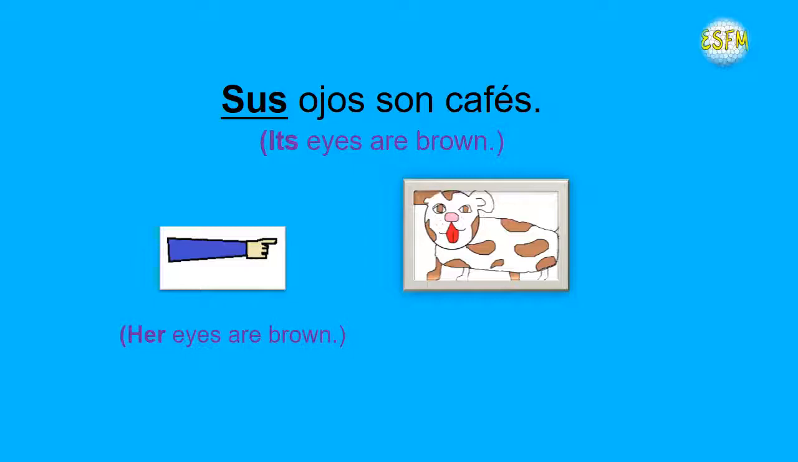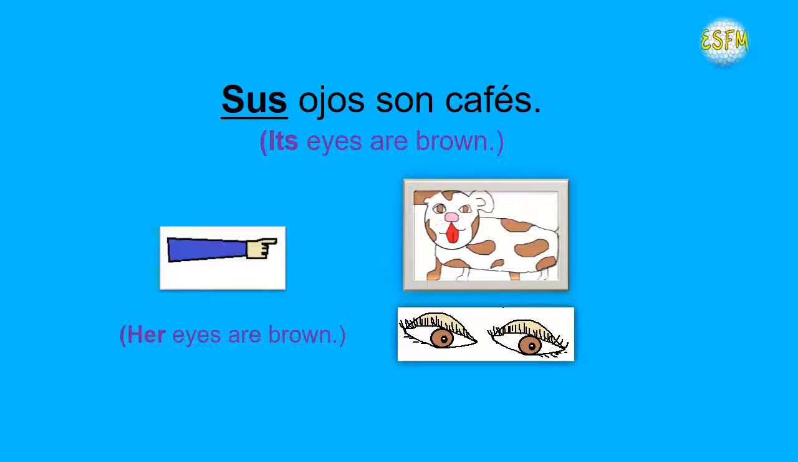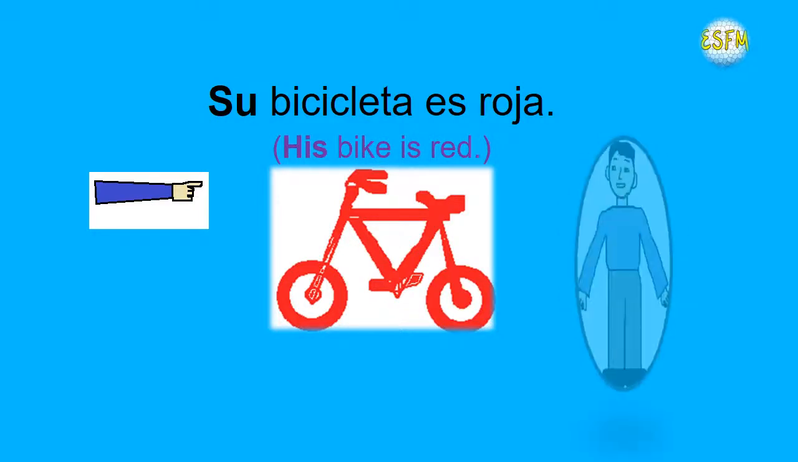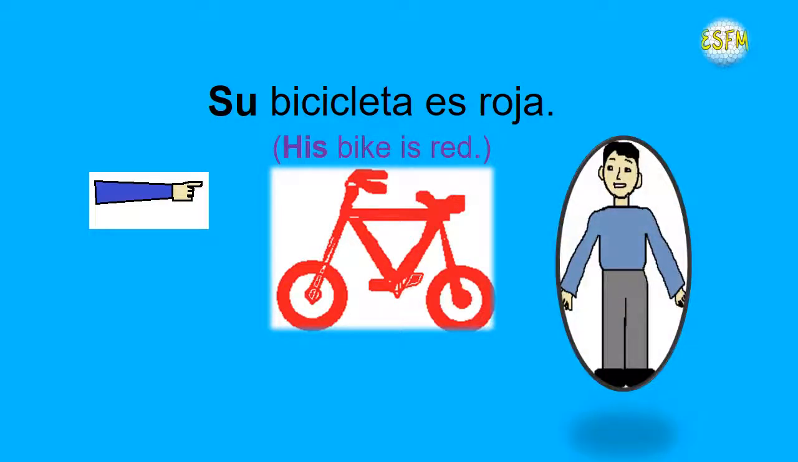If I am talking about my friend, her eyes are brown. Su bicicleta es roja. His bike is red. Look. This is David's bike. His bike is red.